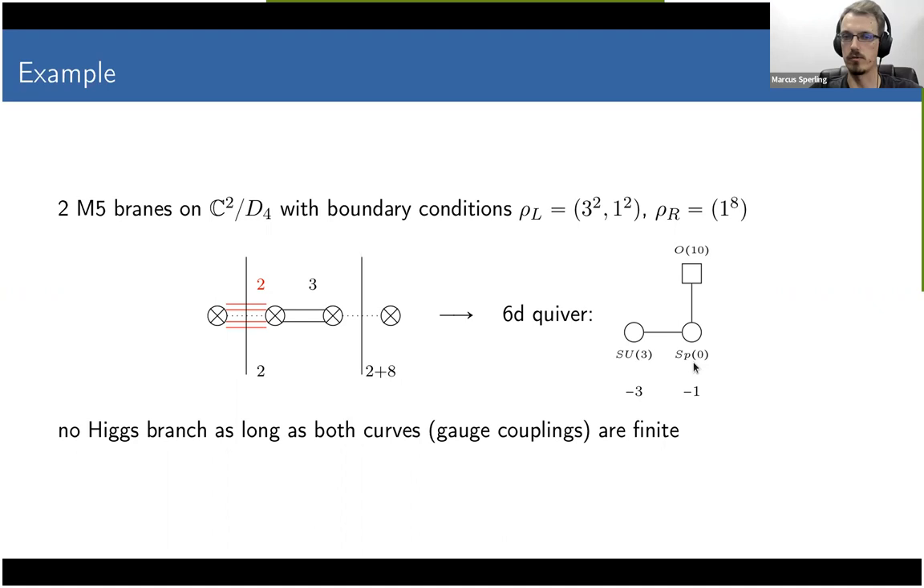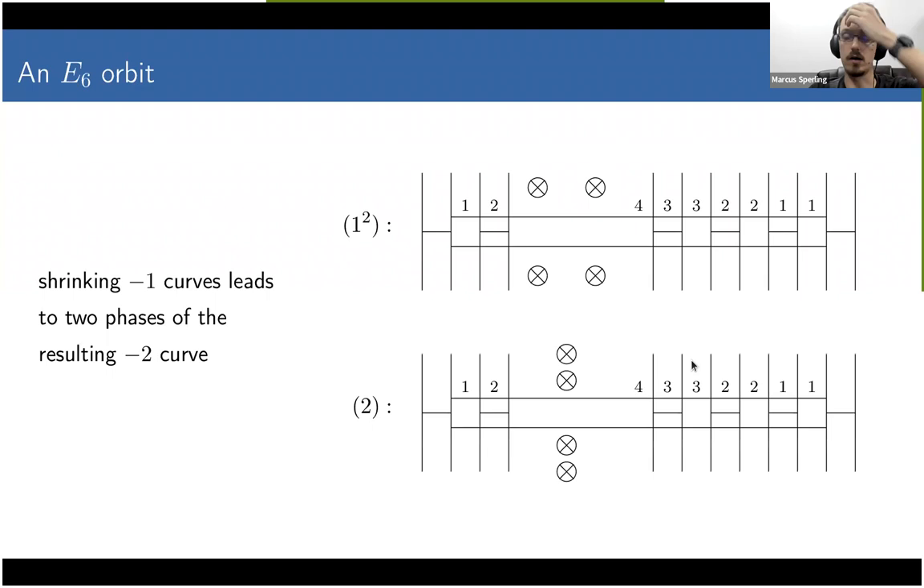Now, we know that this theory does not have a Higgs branch as long as both gauge couplings are finite, or as long as both curves are finite, so there's no Higgs branch. But we can open up Higgs branch moduli once we start doing things to the theory. In particular, we want to look at the Higgs branch at infinite coupling, meaning we need to shrink the curves, or take the gauge coupling to infinity. The first thing we can do is shrink the minus one curve to zero size, so we take the gauge coupling of the SP0 to zero. What we get is a theory defined on the minus two curve, which would be an SU3. And we know the brane system now has two phases: either the NS5 branes are separated along X6 or they are coincident in the X6 direction. All the other branes I just put into the Higgs branch phase.